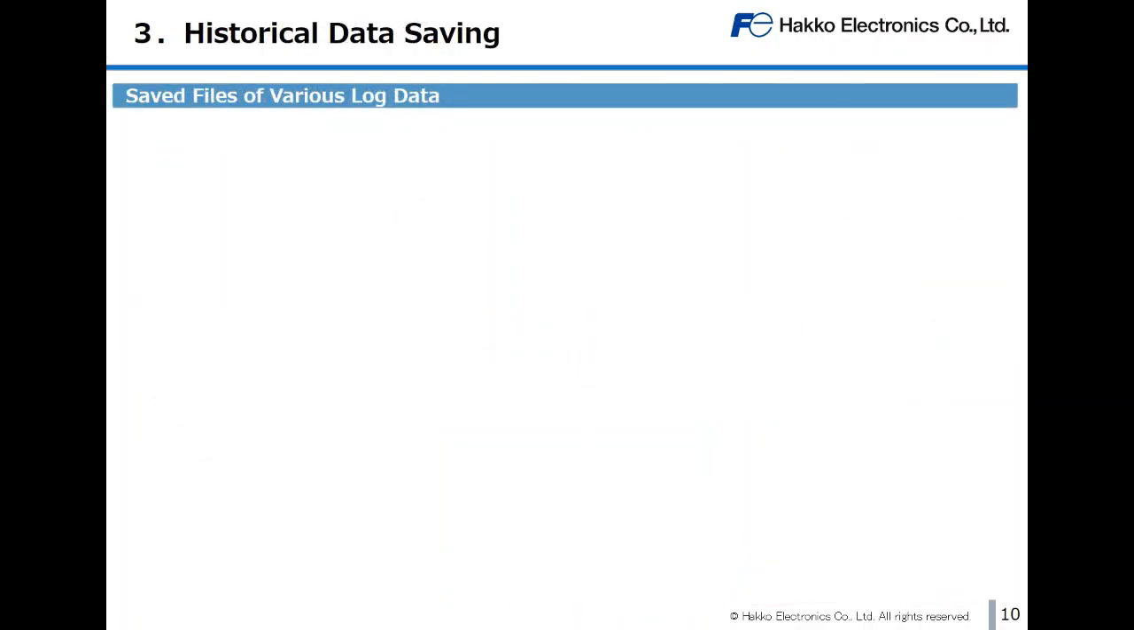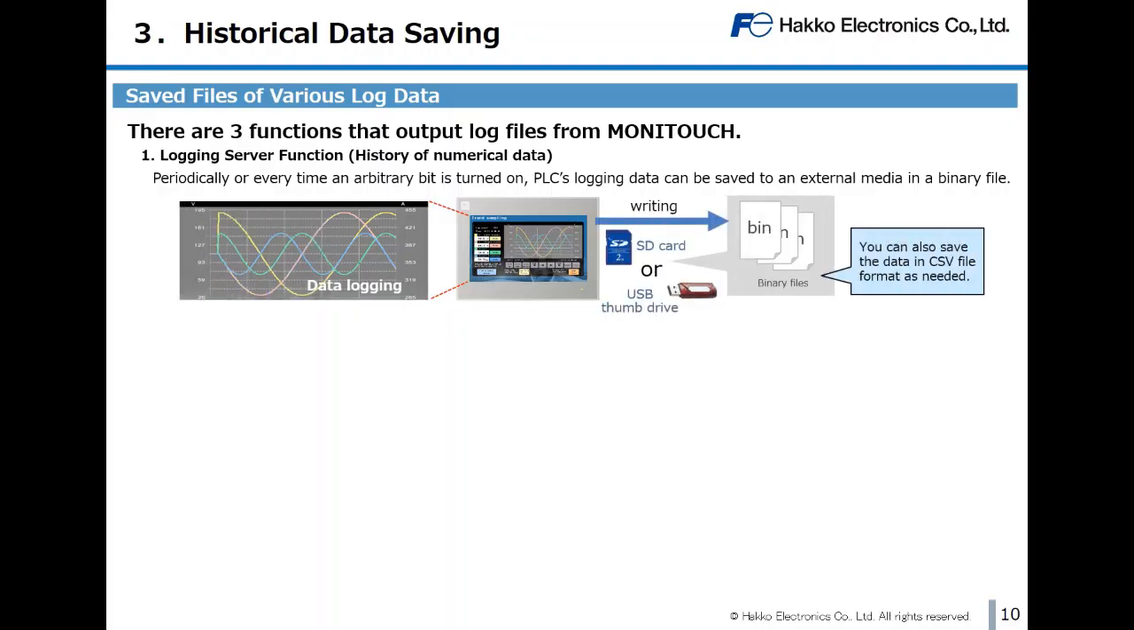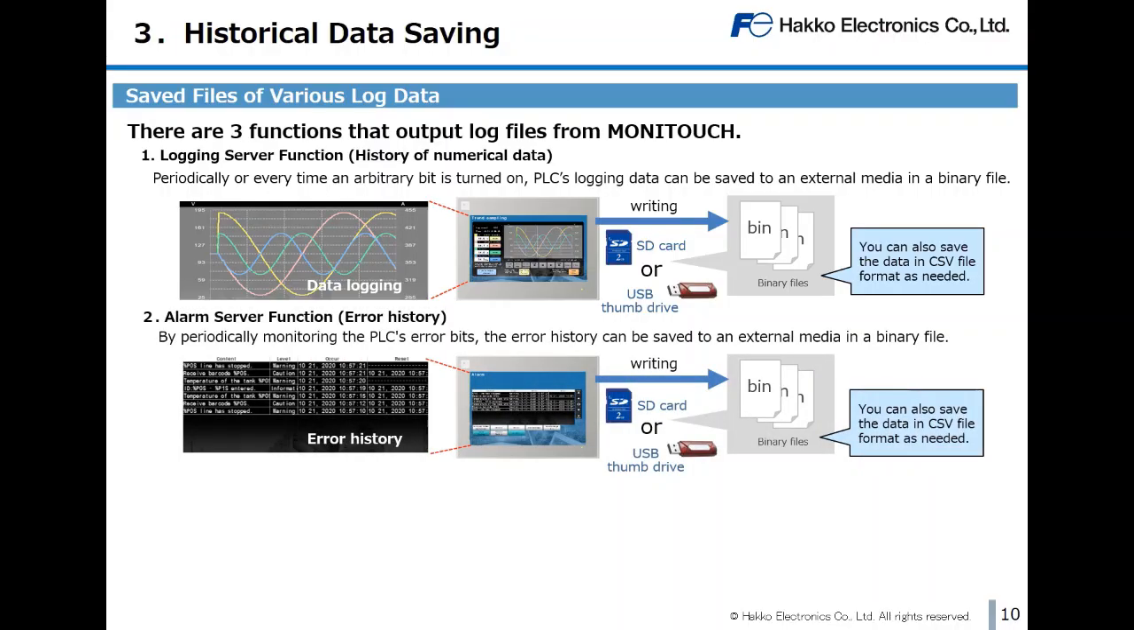Historical data saving. It's about the file format when MONITOUCH saves logging data. There are three functions that output log files from MONITOUCH. The first one is the logging server function, which saves logging data. The second one is the alarm server function, which saves the error histories by periodically monitoring the PLC's error bits.